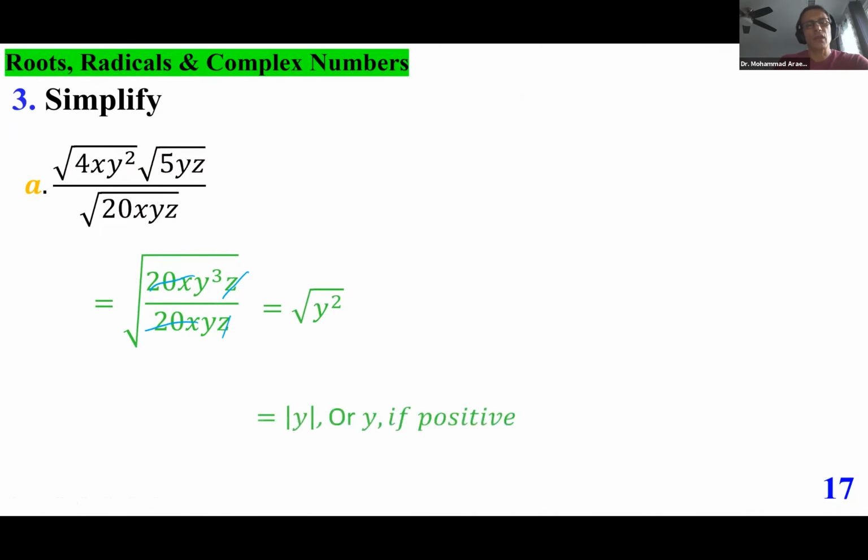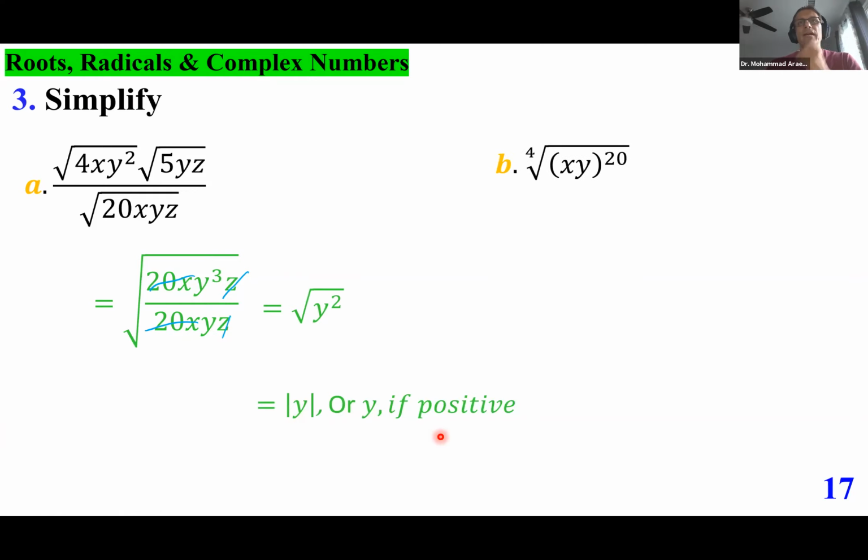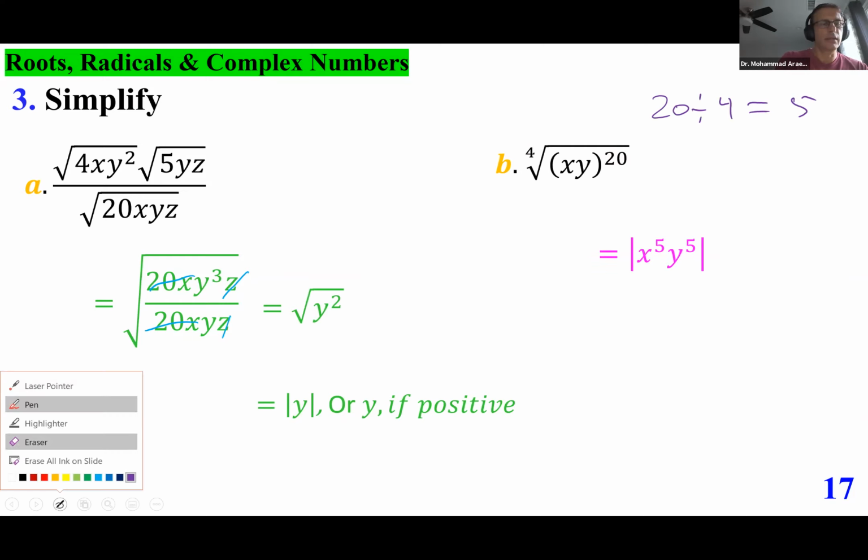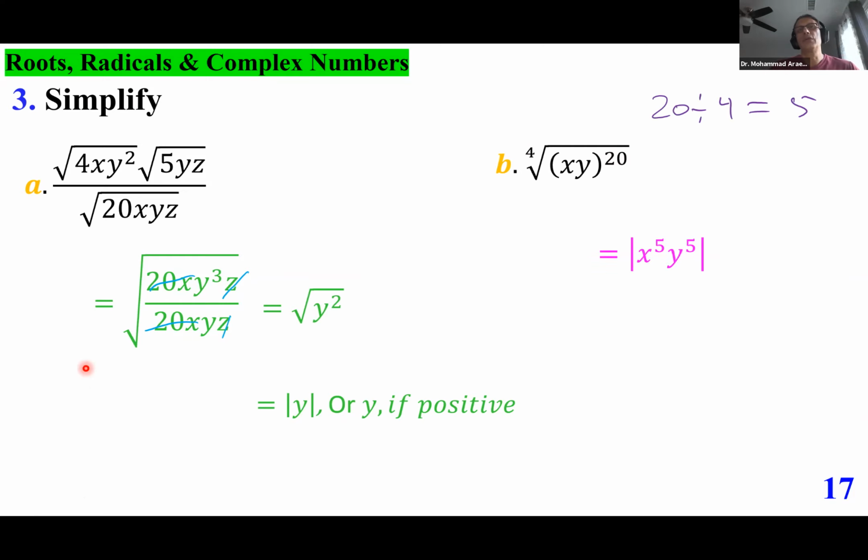And it's y if you know it's positive, otherwise it's an absolute value. Please understand it's an absolute value unless you know for sure the variable is positive. So depending upon what they tell you in the question. This is clear, 20 divided by 4. And there you have it. Again, we put it in an absolute value, or if we know it's positive, we don't need that.